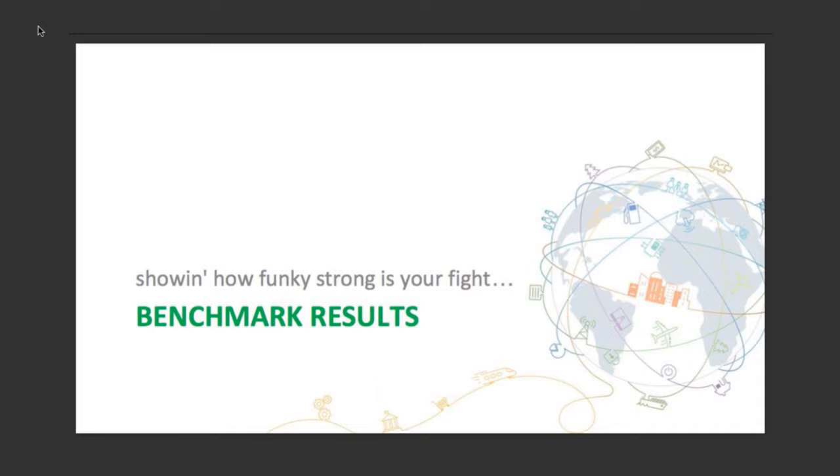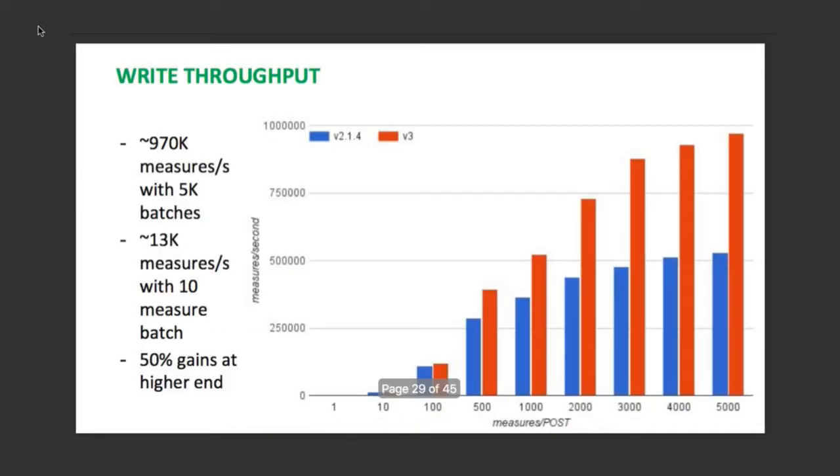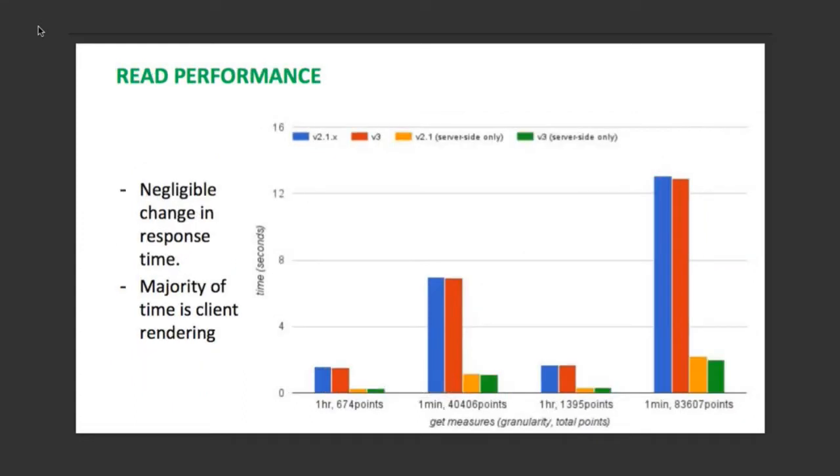So for our results, after all the changes we made in the past few months, this is a graph showing the measures per second we can post. We can post up to almost 1 million measures per second with big batch sizes, which is about a 50% gain in performance. It roughly translates to about 300 to 1,300 posts per second with 32 API workers. The read performance was pretty much the same. Nothing really changed there. We can pull in about 80,000 points in about 2 seconds, assuming the aggregates are already computed.